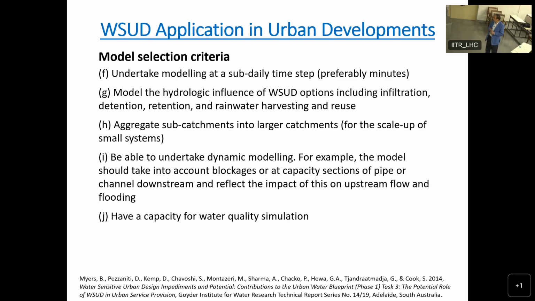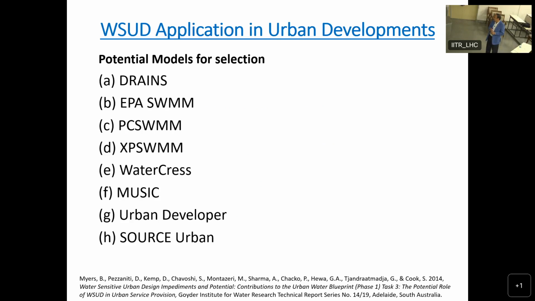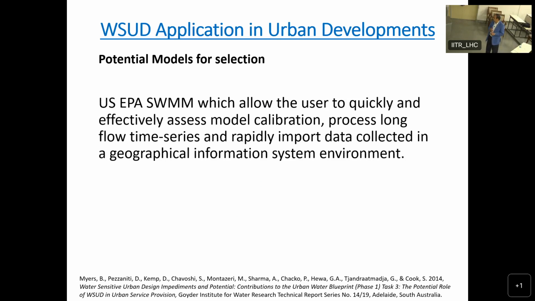And then it continues. Basically, we were also looking at water quality simulations in that area. So, looking at all those models, finally we selected US EPA SWMM, which allows the user to quickly and effectively access model calibration, process long-term flow time series, and rapidly import data collected in a geographical information systems environment. So you can have your GIS applications too with this model.